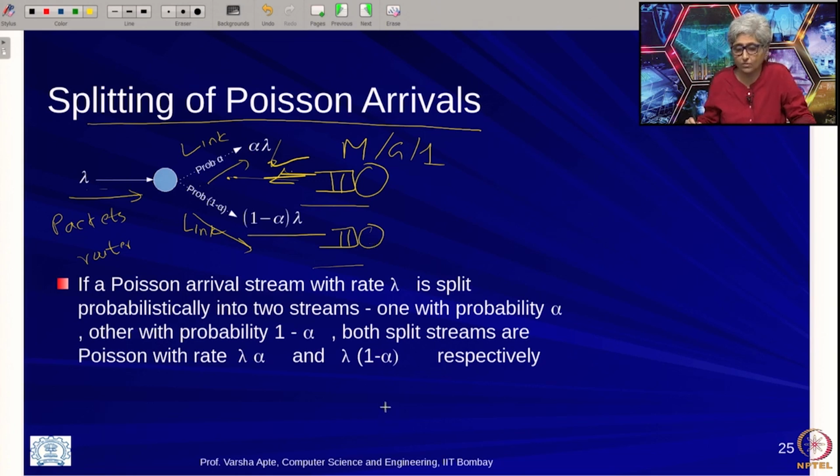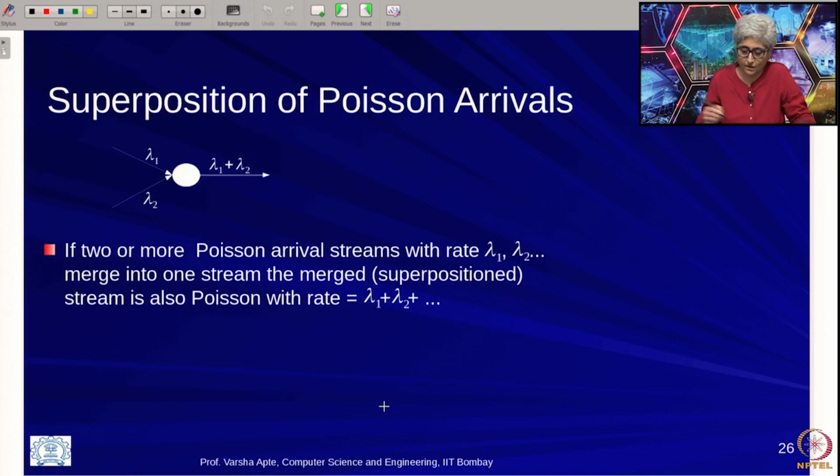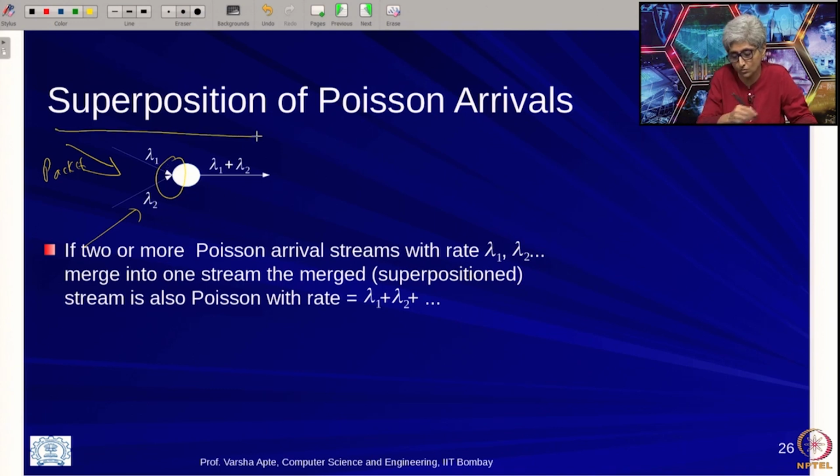Similarly, there is another property about superposition of Poisson arrivals. This is the opposite: if there are two streams of Poisson arrivals coming into one place where they merge, you can think of it as packets coming from different links and getting merged into one link. The sum of these two streams, or in other words the superposition of these two arrival streams, also remains Poisson. So, again why is this useful? Because if we want to model this link as a queuing system, then we will be able to model it as MG1, and then we have the advantage of having Poisson arrivals.